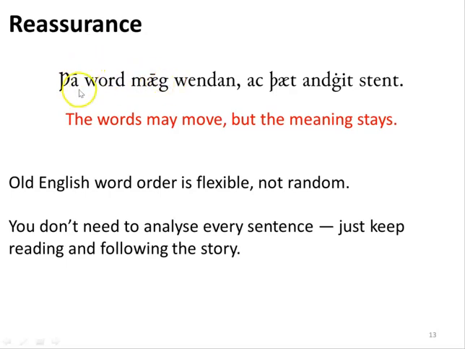All right, reassurance now. Tha word mag wendan ak that andiet stent. The words may move, but the meaning stays. So Old English word order is flexible, but not random. You're not completely free to turn things upside down. That's not how it works. But it is more flexible than modern English. You don't need to analyze every sentence, just keep reading it and following the story.